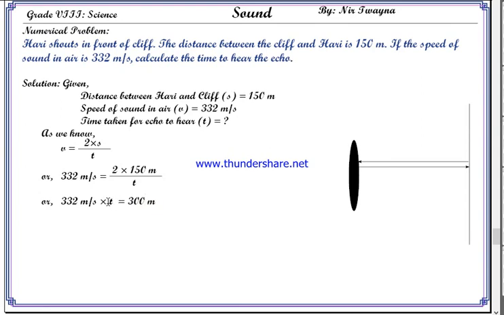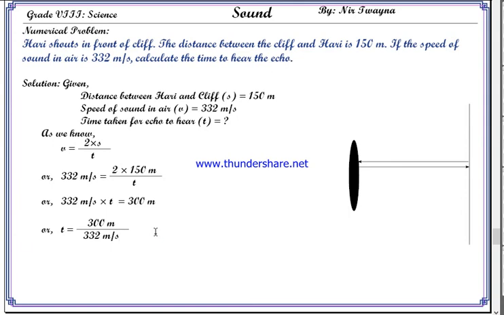Now I told you you need to isolate t, isn't it? So t is accompanied by this number, so you need to move this number to another side. And that you can do by once again cross multiplying. T is equals to, you get 300 meter. Okay, in numerator you have 300 meter, and in denominator by cross multiplying you get 332 meter per second.